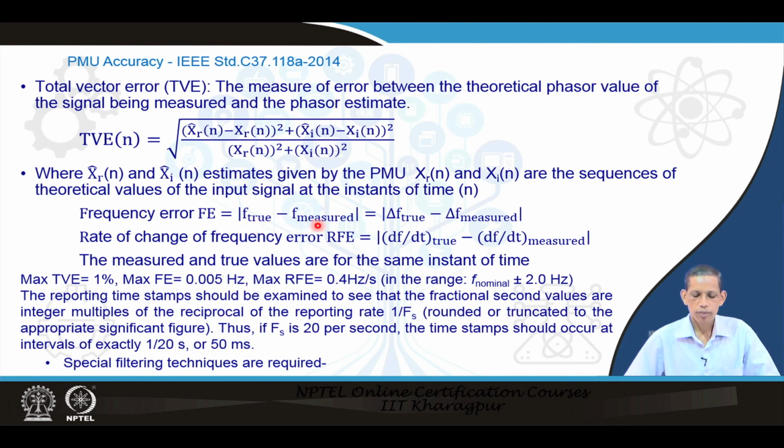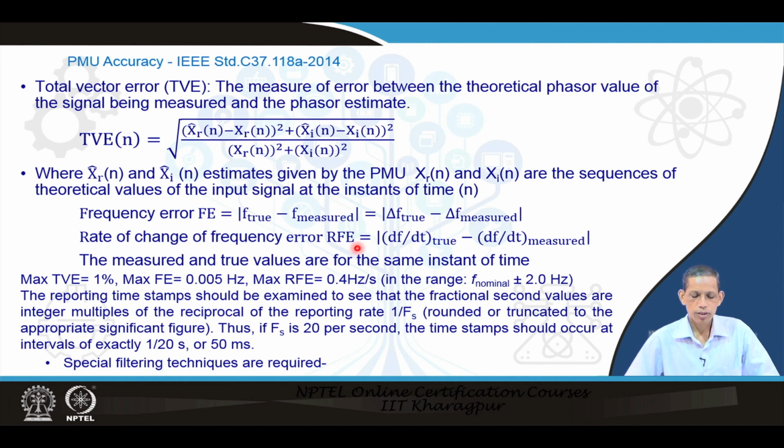So, frequency error FE is f true minus f measured, and because f true is f naught, the nominal frequency, plus delta f, this becomes delta f true minus delta f measured. Measured is the estimated one, and the true value is the reference value, which is known for the signal.